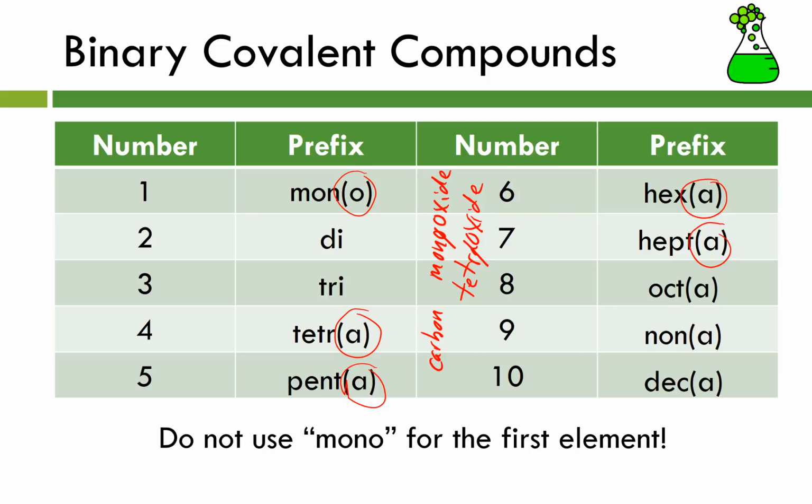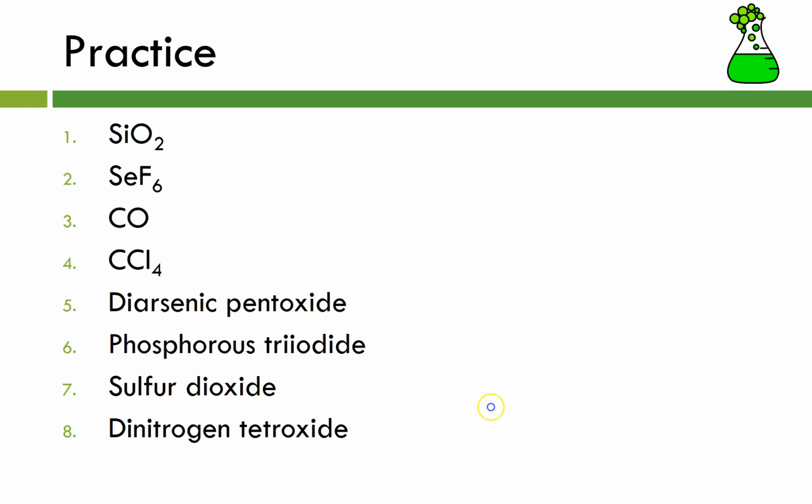We can use all of the prefixes for both the first and the second element listed, with the exception of mono. We do not use mono for the first element. We don't say monocarbon dioxide or monocarbon monoxide. That's not put in there. So if you only have one atom of the first element, you do not use the prefix mono. That only is used for the second element listed. The other 9 can be used for either the first or the second element.